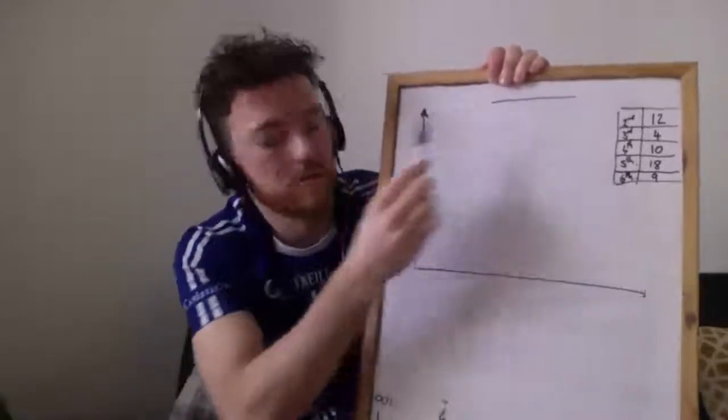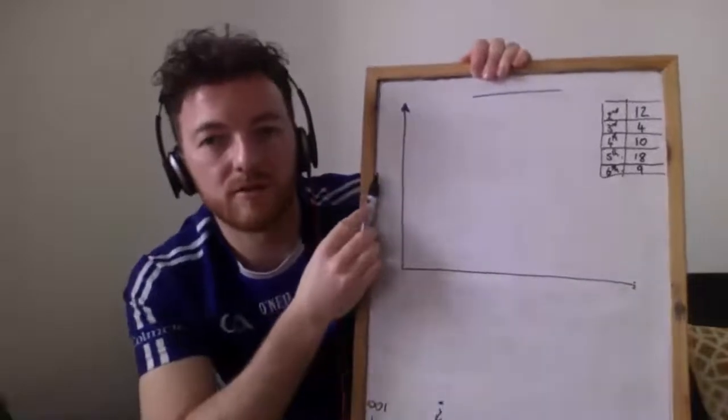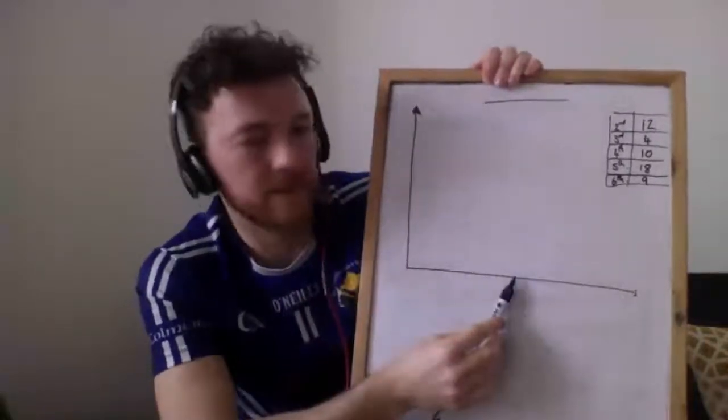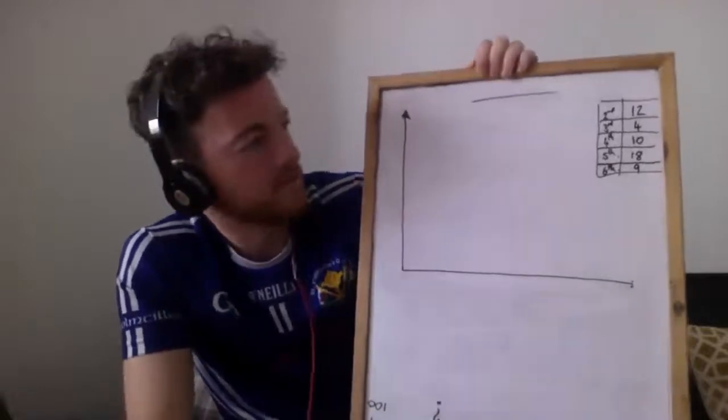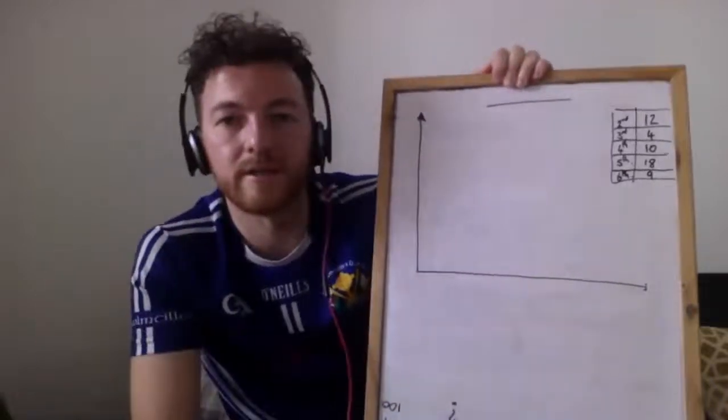Between those three, we need labels. So we need a title. The Y axis also needs to have a title, and the X axis also needs to have a title as well. And then obviously we need our data to put in.